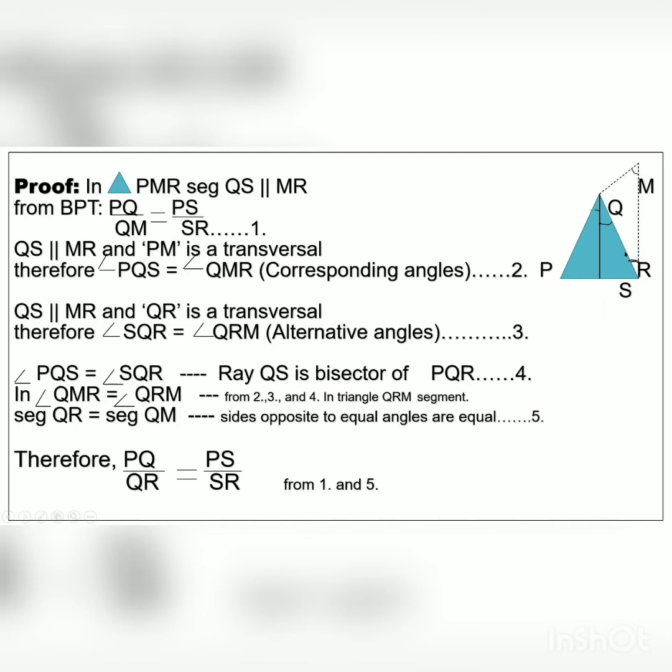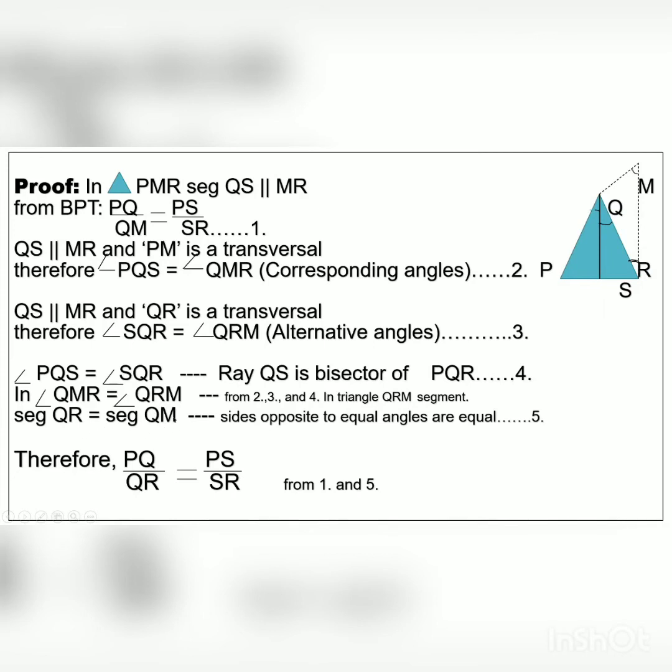Both sides are opposite sides of congruent angles in the isosceles triangle theorem. This is our fifth equation. You write here segment QR is equal to segment QR.